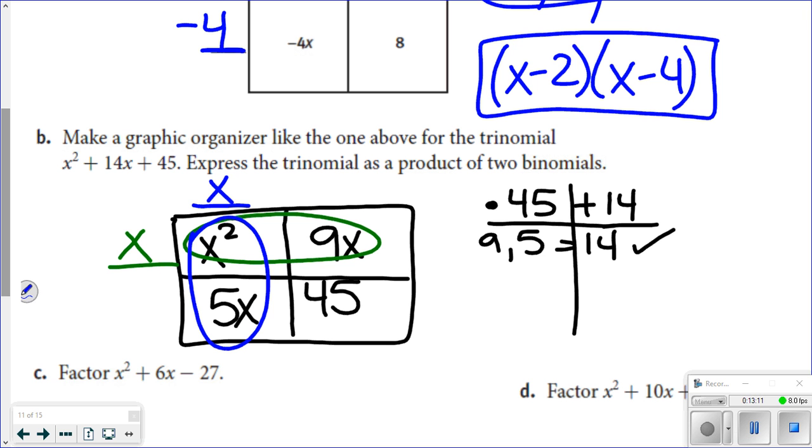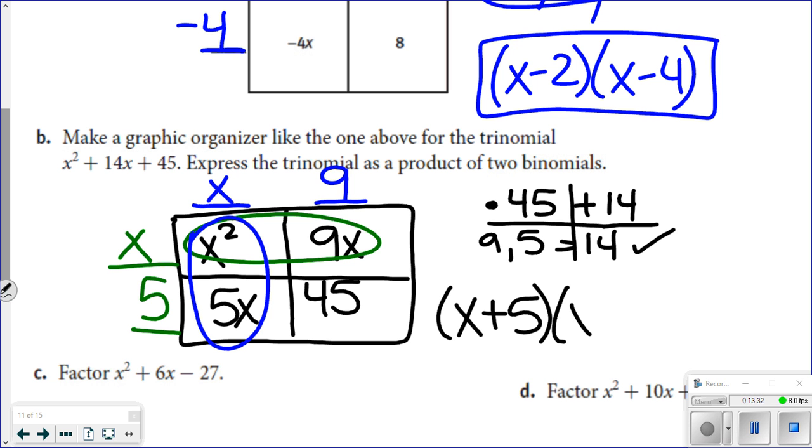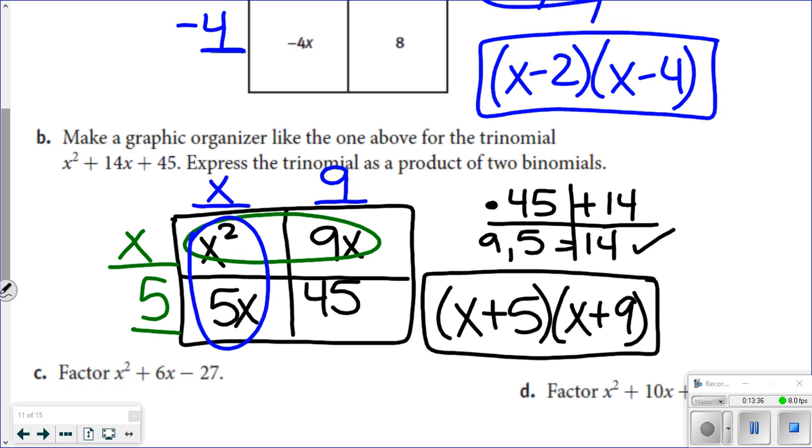So x times what gives me 9x? That would be 9. X times what gives me 5x, and that would be 5. 5 times 9 is 45. So we know we have the right answer there. And let's write it as two binomials. And again, order does not matter.